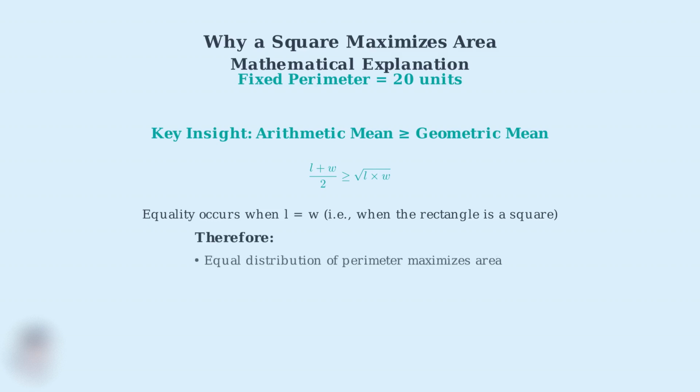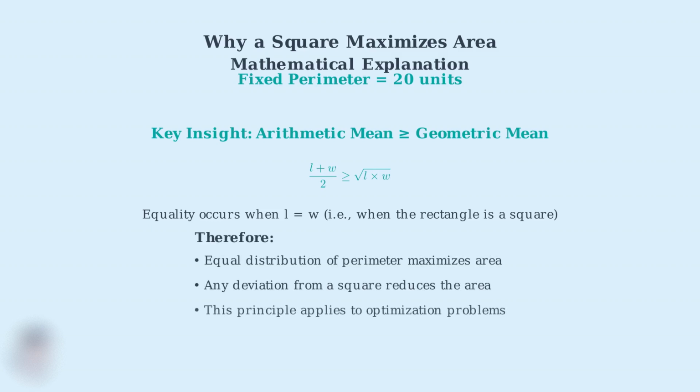Therefore, we can conclude 3 important points. First, equal distribution of the perimeter among all sides maximizes the enclosed area. Second, any deviation from a square shape will result in a smaller area. And third, this principle is fundamental to many optimization problems in mathematics and real-world applications.